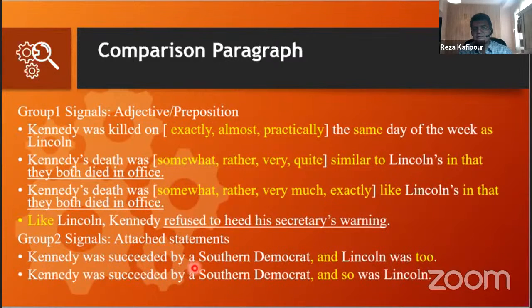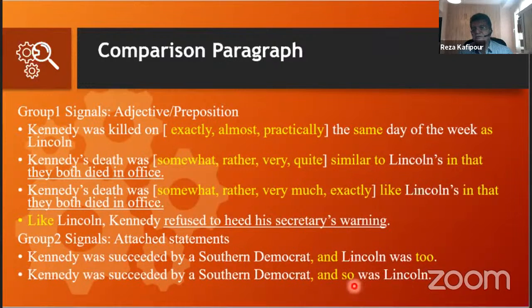So Kennedy was succeeded by a Southern Democrat. Be careful about punctuation here. We should use comma, and Lincoln was too. The same idea can be reflected by using "and so". So let's see. Again, we write the first sentence, or what happened to Kennedy. Kennedy was succeeded by a Southern Democrat, comma, and so was Lincoln.